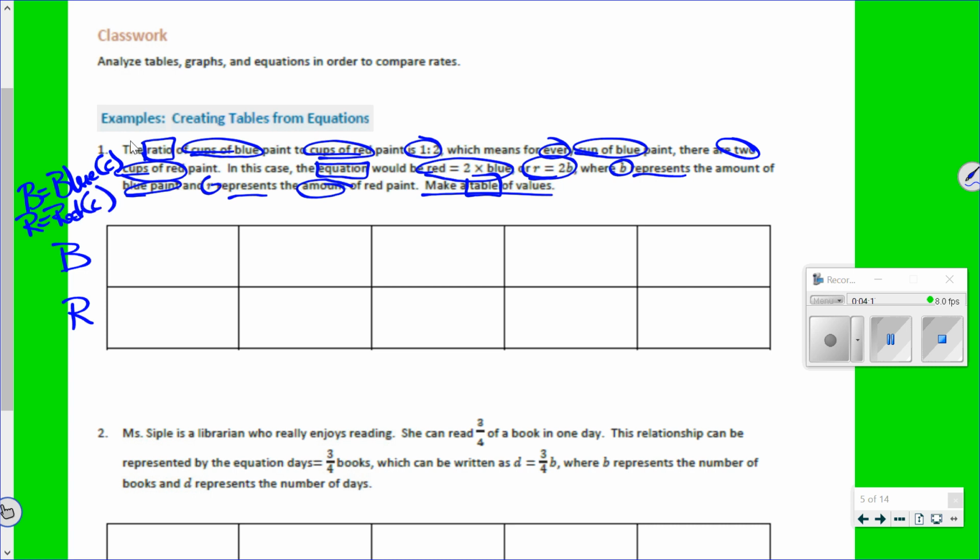So now we're ready to start inputting our values. What's the first value I should put in? 1 and 2. 1 goes where? On the top. And 2 on the bottom? Okay. Liam, what's my next value?